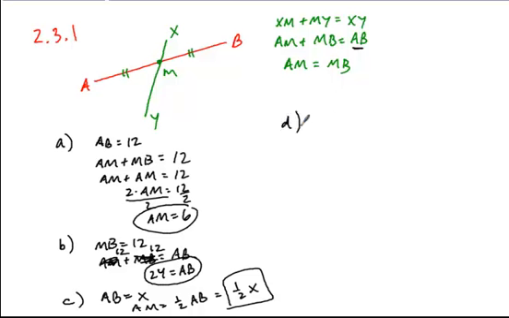In D, you're told that MB is equal to x. So if MB is equal to x, then that means AM is also equal to x. Therefore, AB is going to equal x plus x, or 2x.